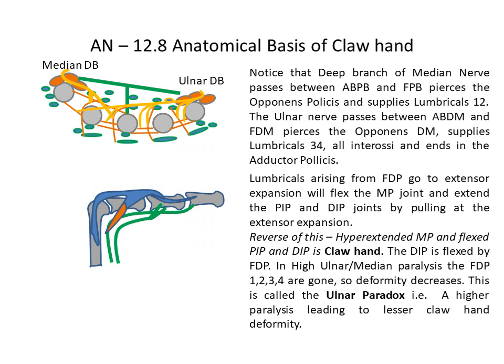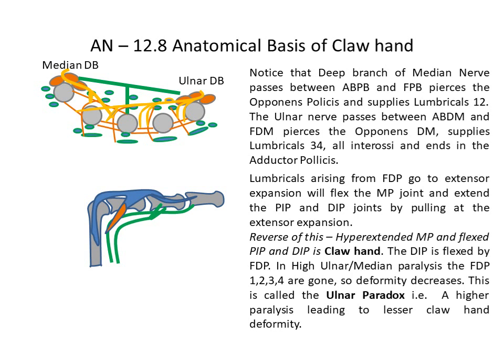Then we see the anatomical basis of the claw hand. Now you notice that the deep branch of the median nerve passes between abductor pollicis brevis and flexor pollicis brevis, pierces the opponens, and supplies lumbricals 1 and 2. The ulnar nerve passes between abductor digiti minimi and flexor digiti minimi, pierces the opponens digiti minimi, and supplies lumbricals 3 and 4. Additionally, it supplies all interossei and ends in adductor pollicis.